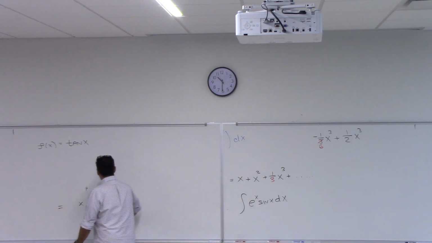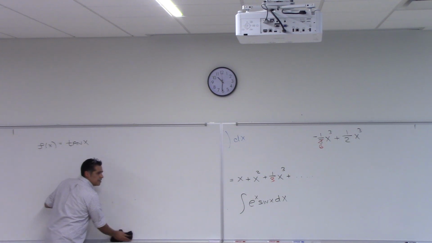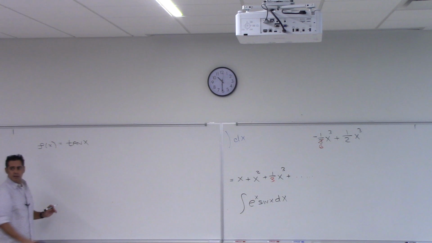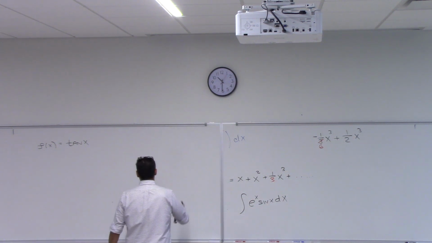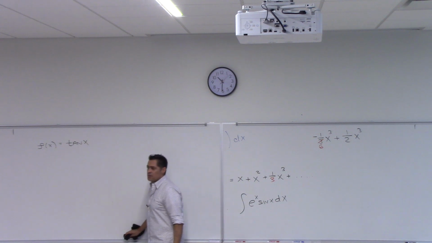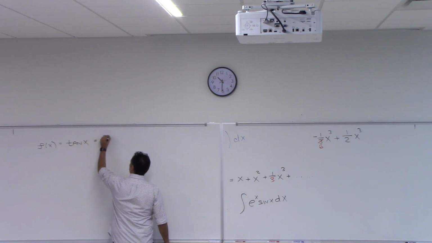Well, is it on your table? Do you have it on your cheat sheet? Do you have tangent on there? Maclaurin for tangent? Inverse tangent's on there, right? But not tangent. Well, we got to get it ourselves then. So then all we have to do is remember that tangent by definition is just sine over cosine, right?